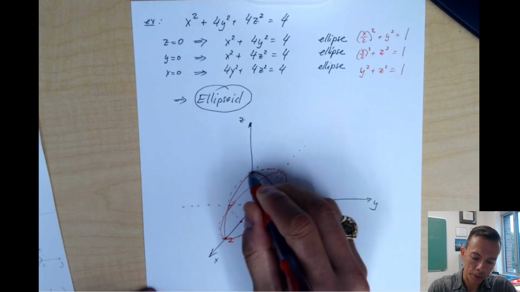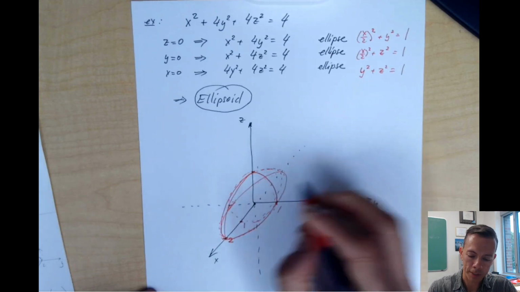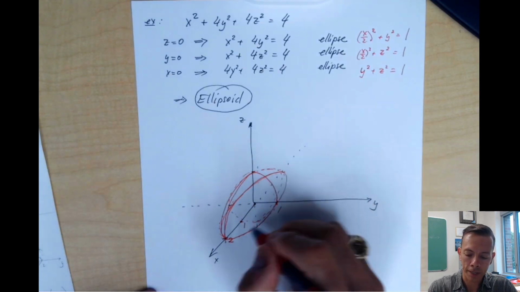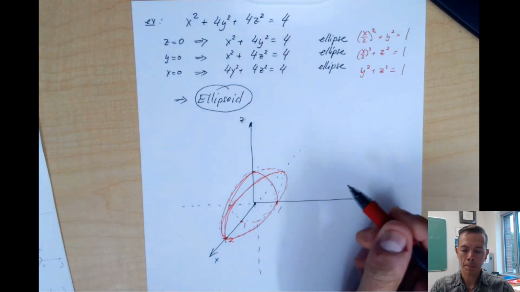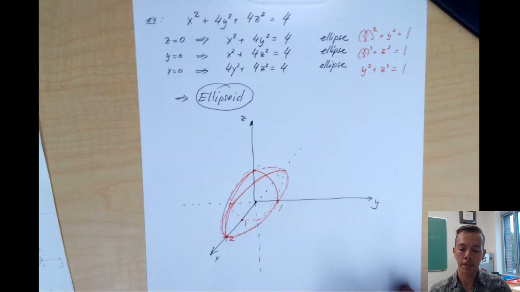Okay, so if you can see what this looks like, it actually looks like an egg or like a football that is elongated in the x direction.